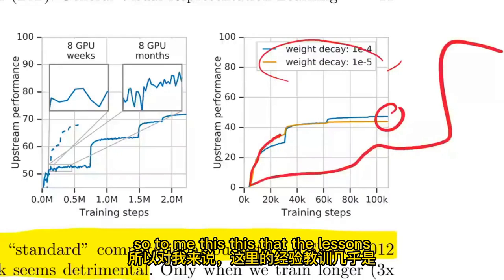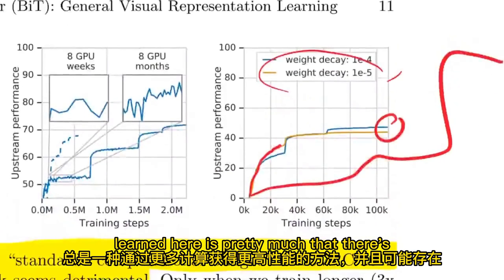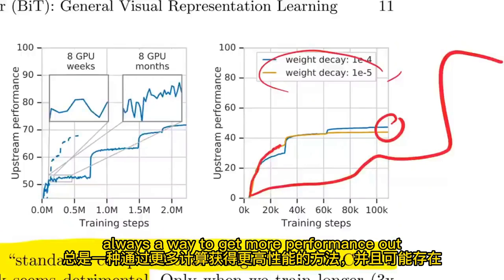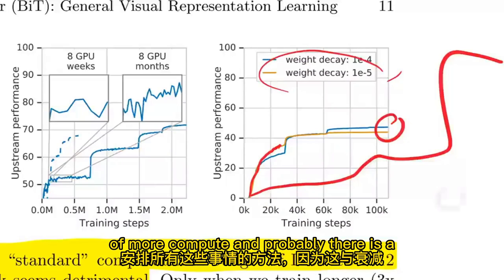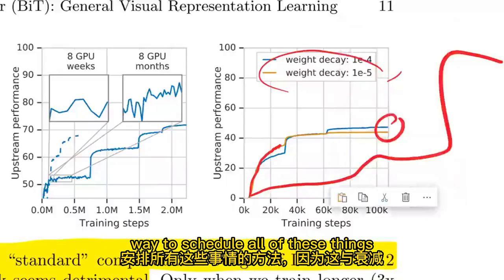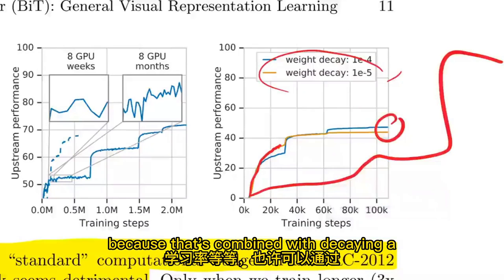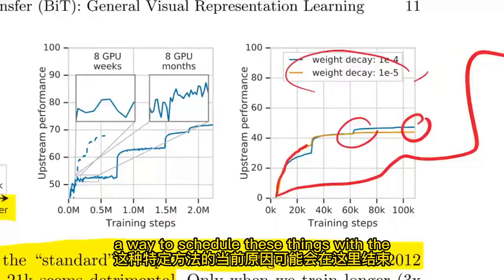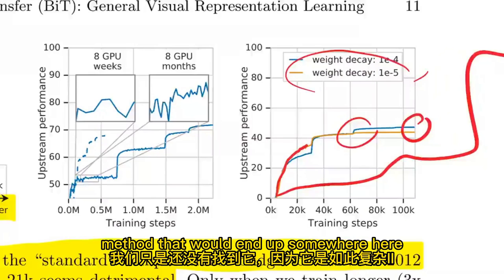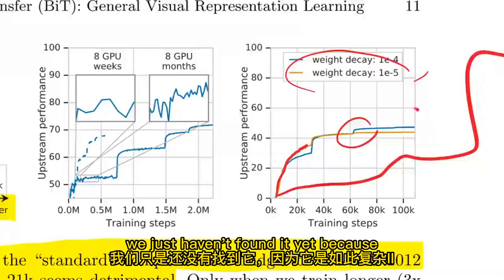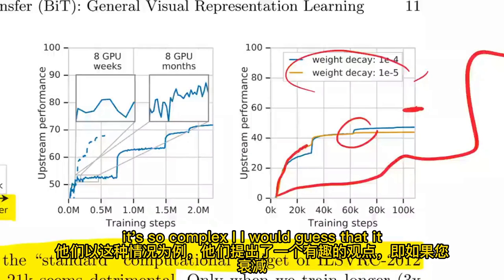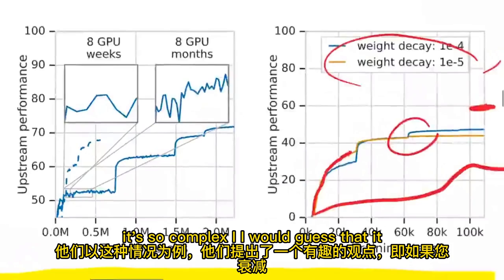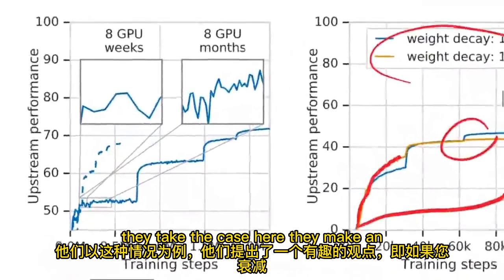So to me, the lesson learned here is pretty much that there's always a way to get more performance out of more compute, and probably there is a way to schedule all of these things, combined with decaying the learning rate and so on. There's probably a way to schedule these things with this particular method that would end up somewhere here. We just haven't found it yet because it's so complex. I would guess that is the case.